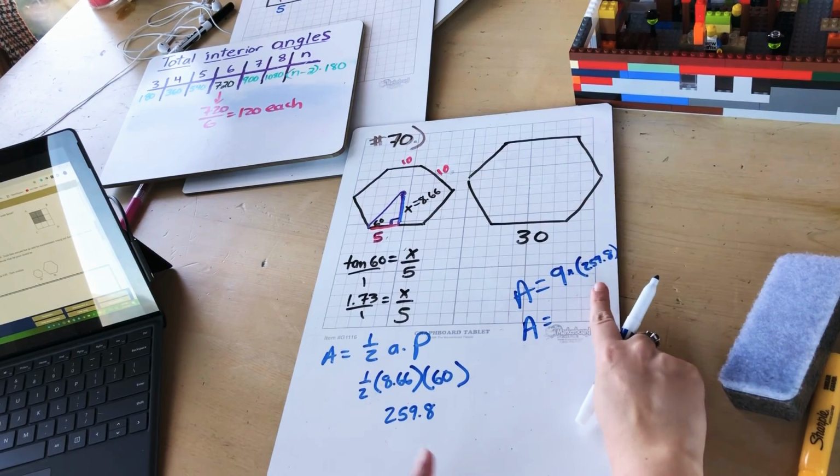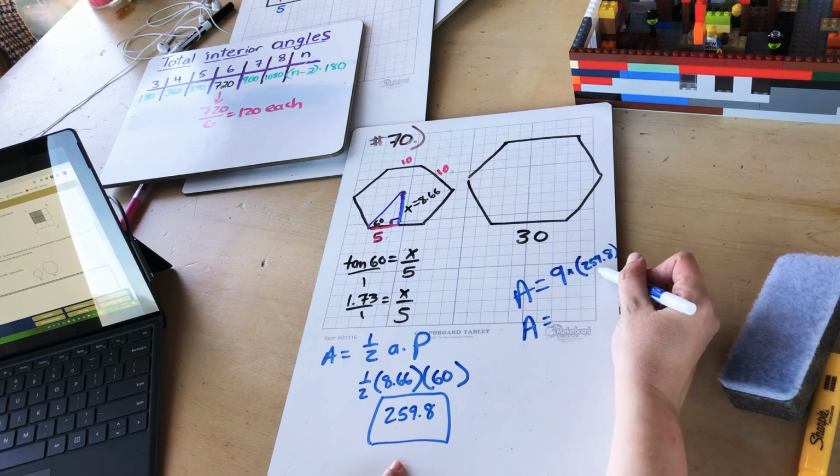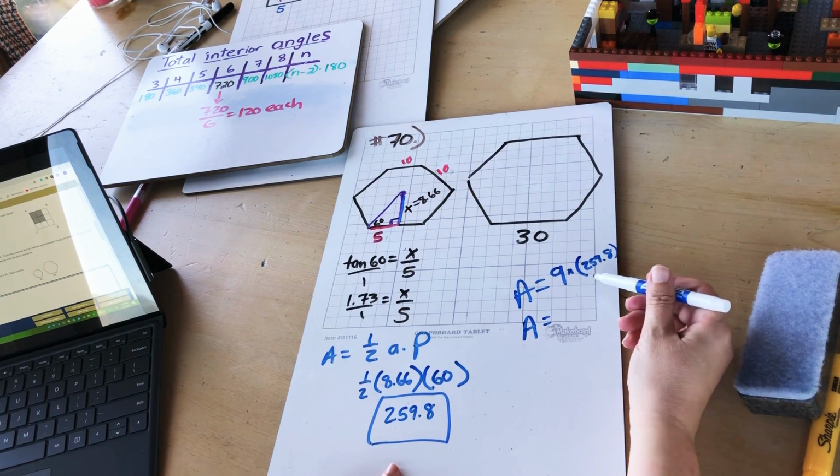Okay, so go ahead and do that. The original area was this. You guys can go ahead and multiply that times 9. Okay, good luck.